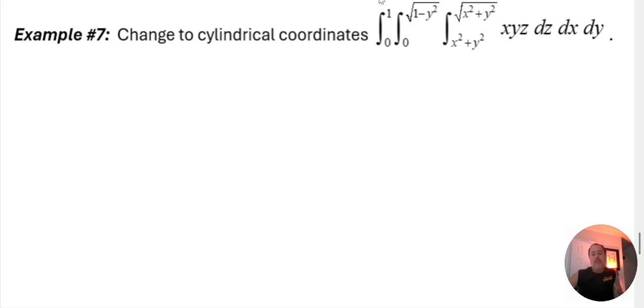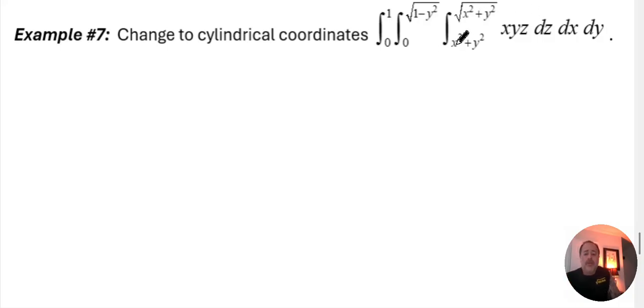Hey guys, welcome back. We're still talking about triple integrals here, and this is a little bit different because now we're given a triple integral in Cartesian and we're asked to change it into cylindrical coordinates. So the integration we're given is from 0 to 1 with respect to y, 0 to the square root of 1 minus y squared with respect to x, and then the integral from x squared plus y squared to the square root of x squared plus y squared with respect to z.